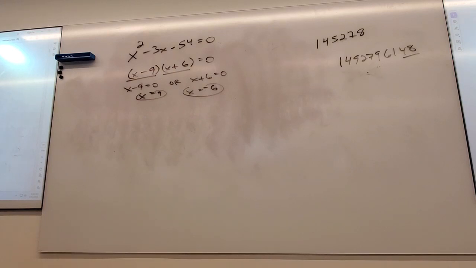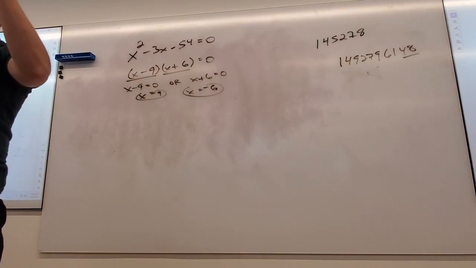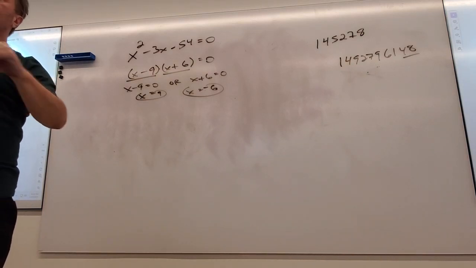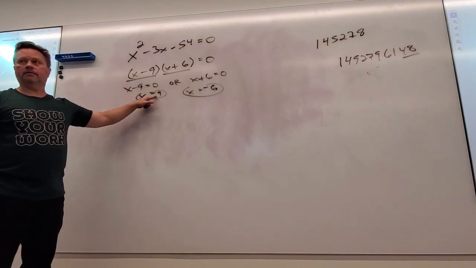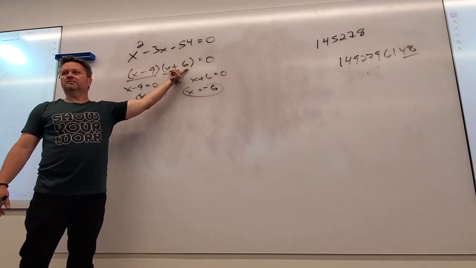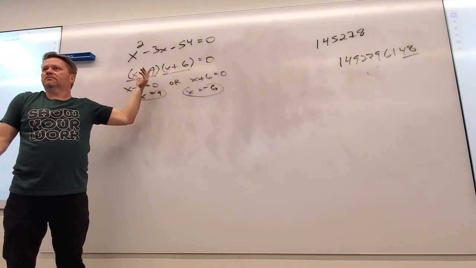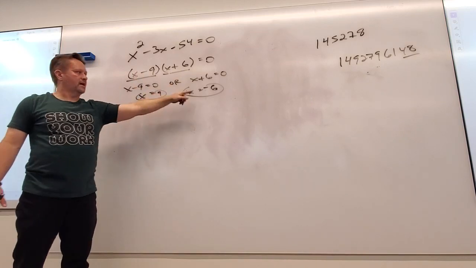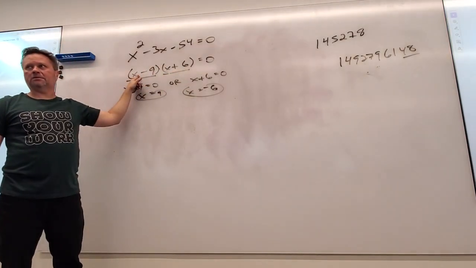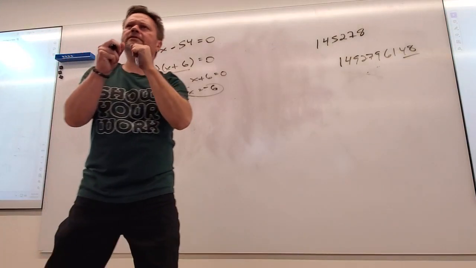Yes. But it can't be divisible? Well, x cannot be more than one thing at one time. But if x is 9, this is 0. This is 15. Does it matter that this is 15? No, because that's 0. If x is negative 6, this is 0. This is 3. That doesn't matter because one of them's 0, yes? Do you see what I'm saying?